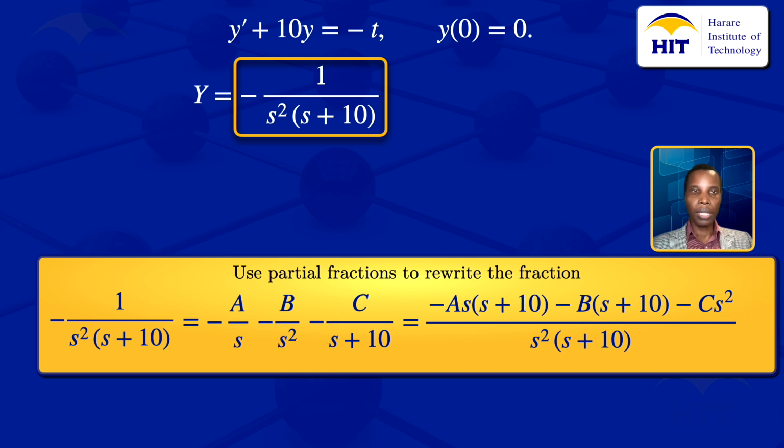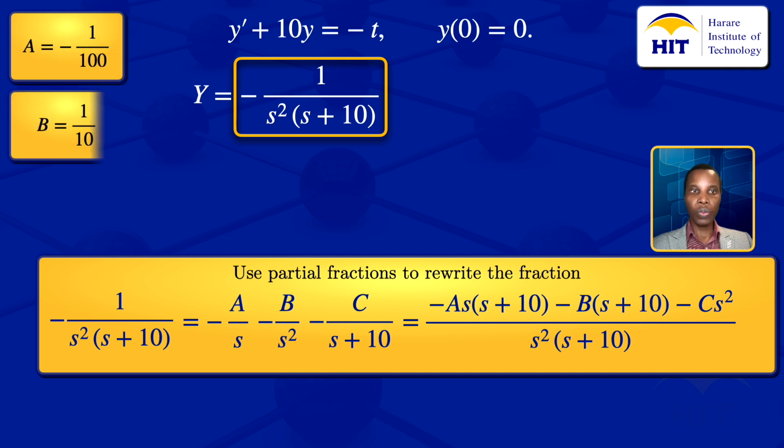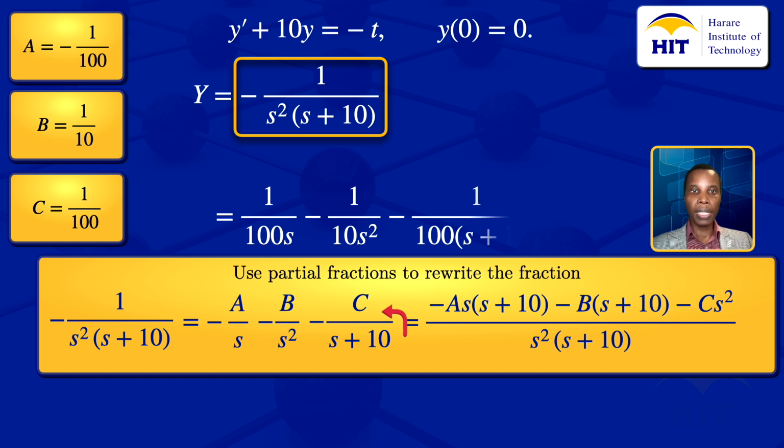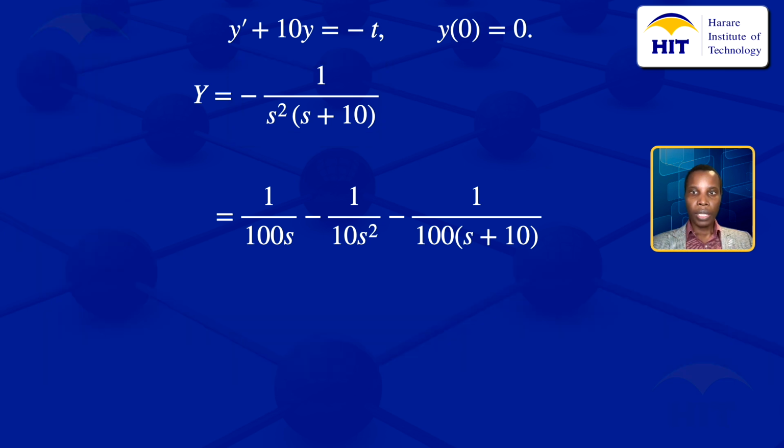So we'll get that our a is 1 over 100. It's a minus 1 over 100 there. Then our b is equal to 1 over 10. Then our c is equal to 1 over 100. Then substitute them on this part here, so that we have our Y is 1 over 100s minus 1 over 10 times s squared minus 1 over 100 times s plus 10. So that's the equation that we now have.